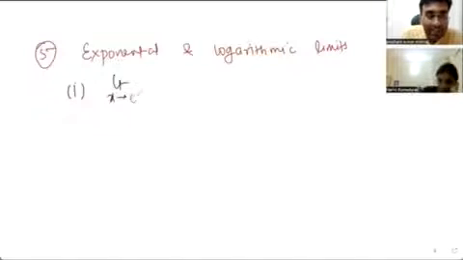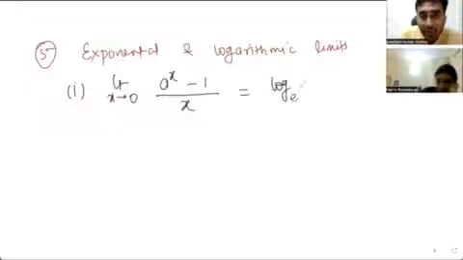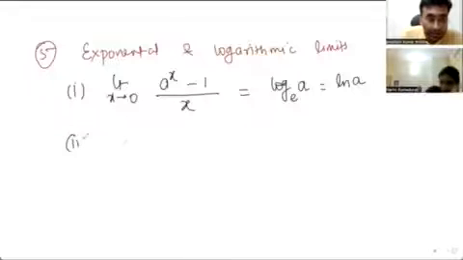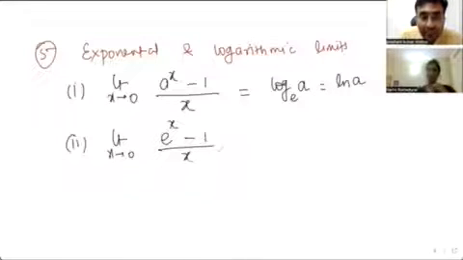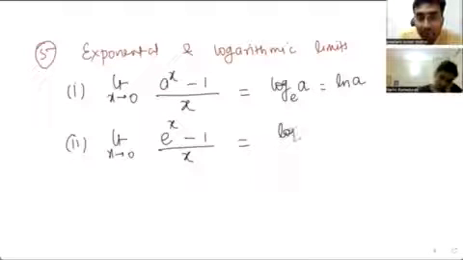limit x tends to 0, a raised to the power x minus 1 over x. That will give you log having a base e and a, and that is also written as ln. Now, the second one you must have read, limit x tends to 0, e raised to the power x minus 1 over x. In place of a, we have a particular constant. That will give you log base e and e, so that will result to 1.